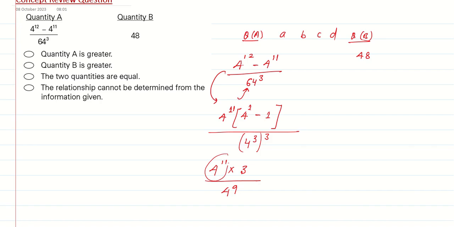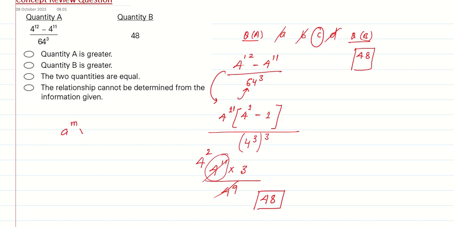Now can I cancel this? How many times? 4 to the power 2 times. So I'll get 48. Correct. Both sides must be equal. Option number C.